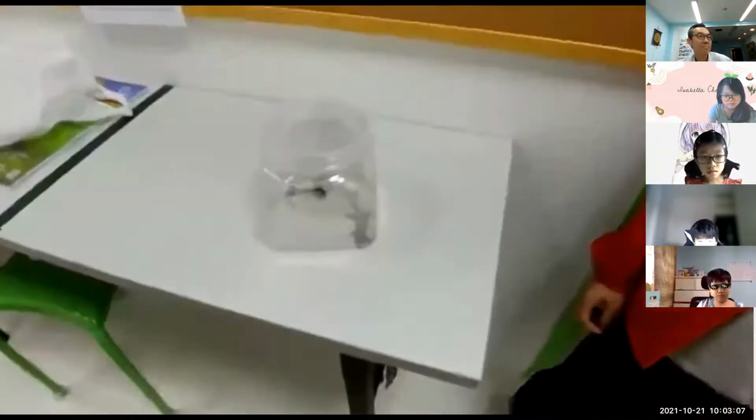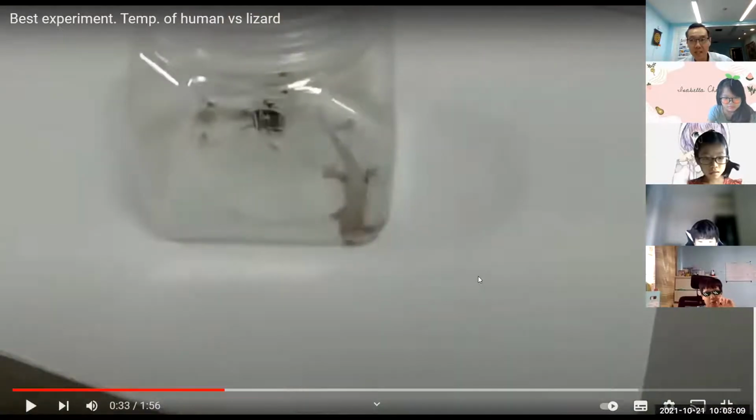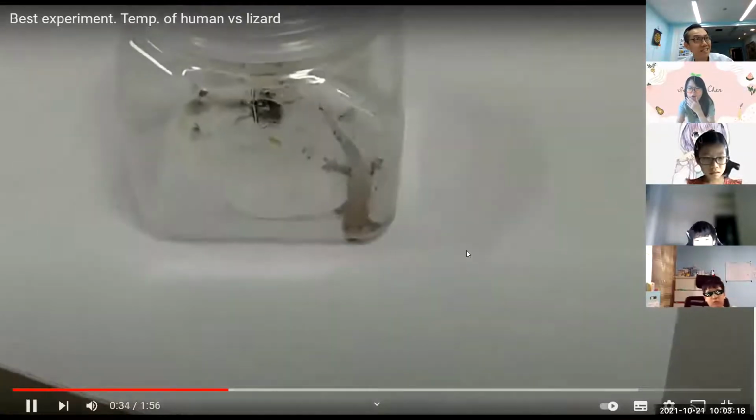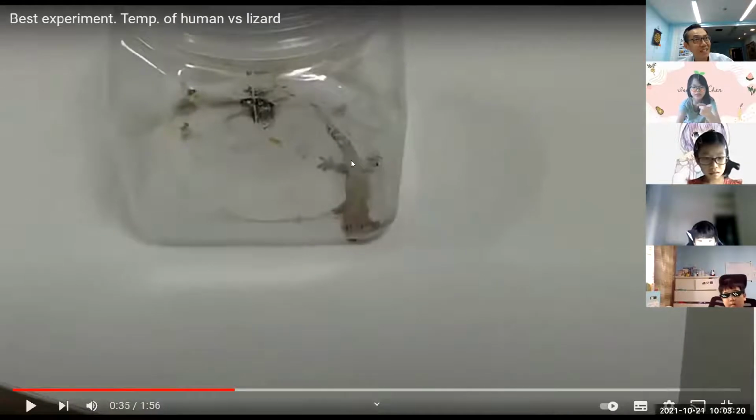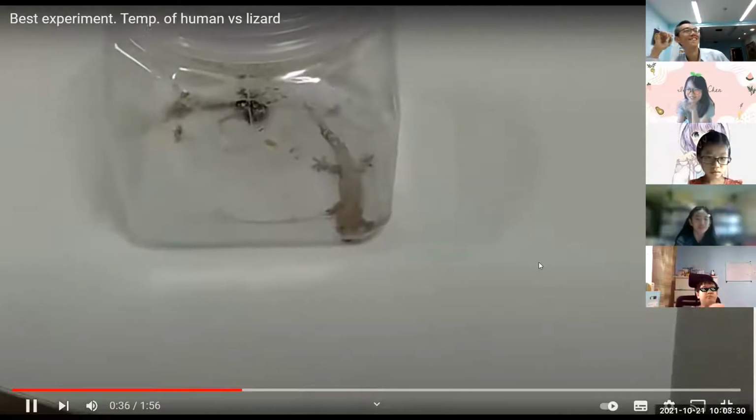Okay, now the focus is shifted to this organism. What organism is that? Can you see it? Look carefully. What's the black thing over there? Yeah, this thing. The black thing is some sort of food, I think. I'm feeding this thing. This one is a house lizard, a reptile, the cold-blooded organism.